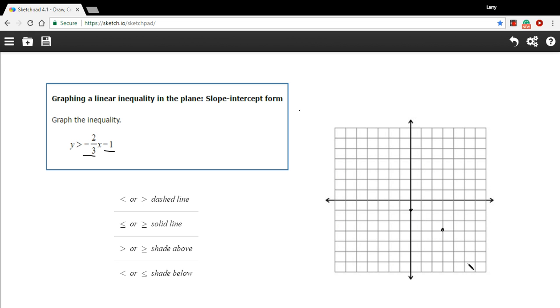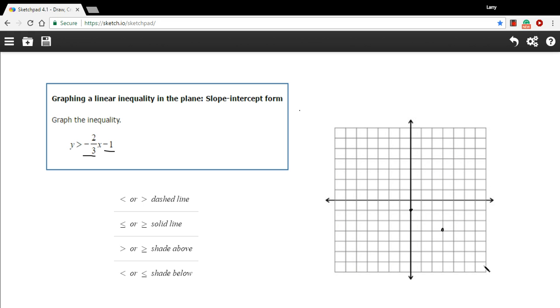With these inequalities, however, the line is either going to be dashed or solid, depending on the sign. And I've got some handy rules down here to help you out with that. If it's just less than or greater than, it's going to be a dashed line, because that value that's right on the line is not included in the inequality. If it was a less than or equal to, or a greater than or equal to, then it would be a solid line because that value would be included.